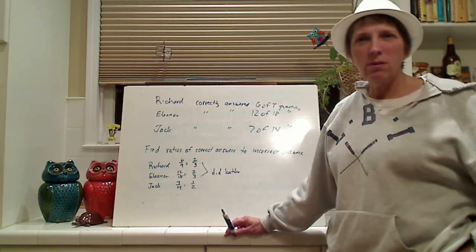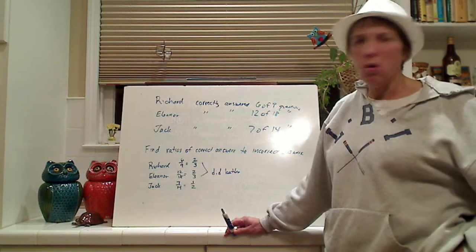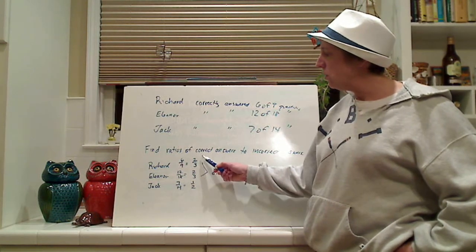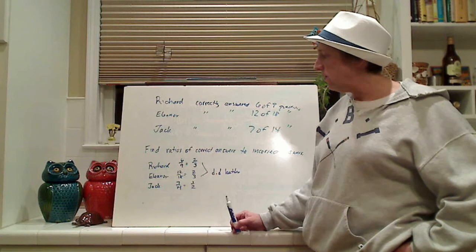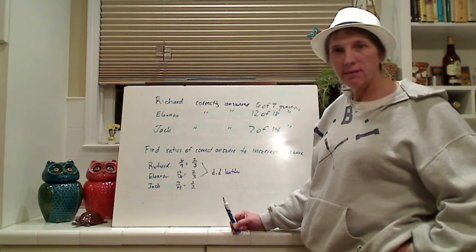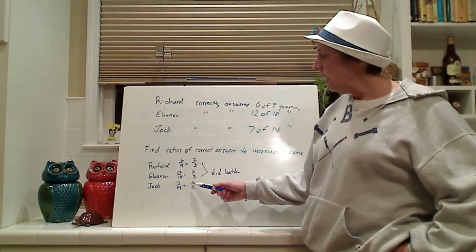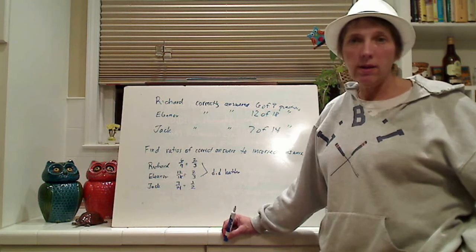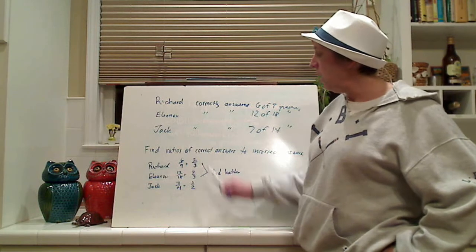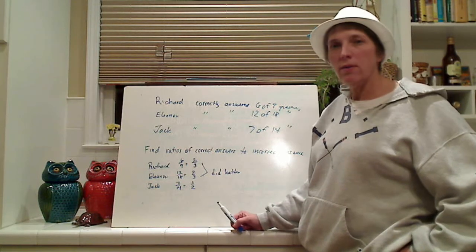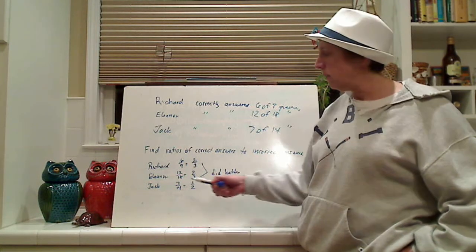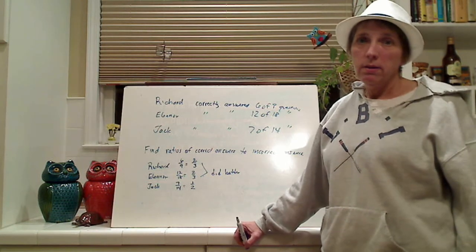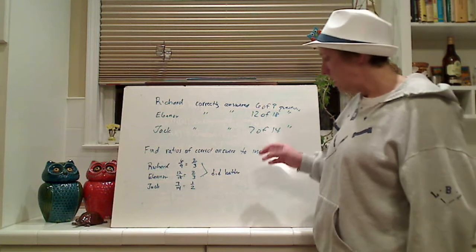Who's got the better score? Richard and Eleanor, because out of every 5, they get 2 correct and 3 incorrect. Jack is about 1 to 2: he's got 1 correct answer to 2 incorrect. So they are doing better. Every time Jack answers a question, you can predict that he's going to get 2 wrong. Okay? All right.